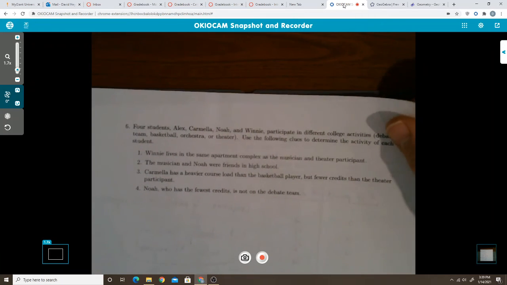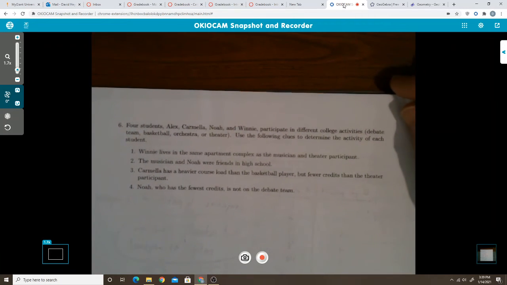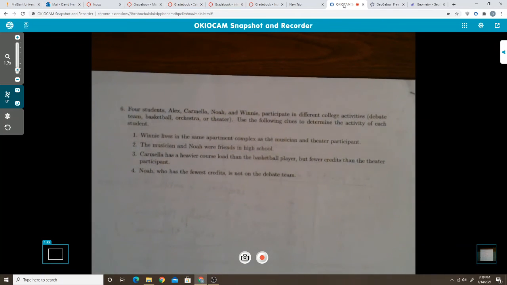Here's another deductive type of thing. It says 4 students, Alex, Carmela, Noah, and Winnie, participate in different college activities: debate team, basketball, orchestra, or theater. Use the following clues to determine the activity of each student.